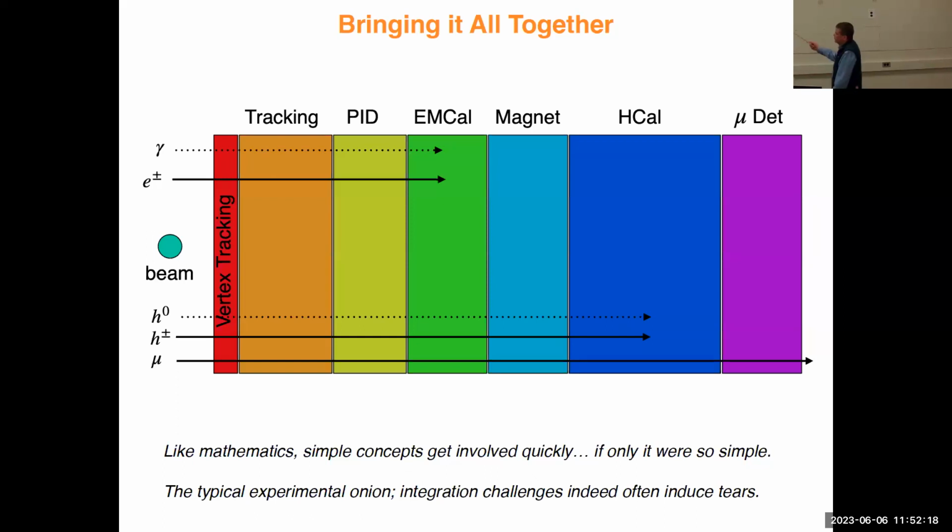As in, if you peel from the outside in, the outermost one is your muon detector, then you have your hadronic calorimeter, typically your magnet, your electromagnetic calorimeter, because you want to get better resolution out of it, PID, tracking, and then your vertex trackers. That's not why it's called an onion, okay? It's called an onion because the integration challenges here make you cry. That's the reason why this is called an onion in the end. It's typically the integration that makes it so hard to actually make this work.